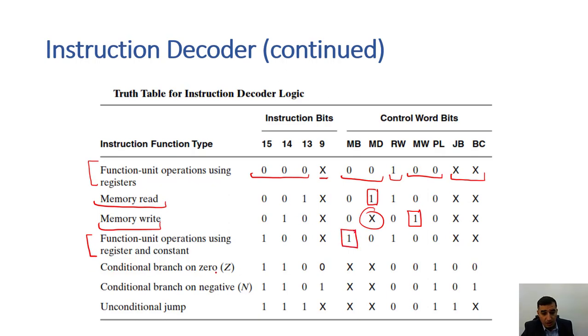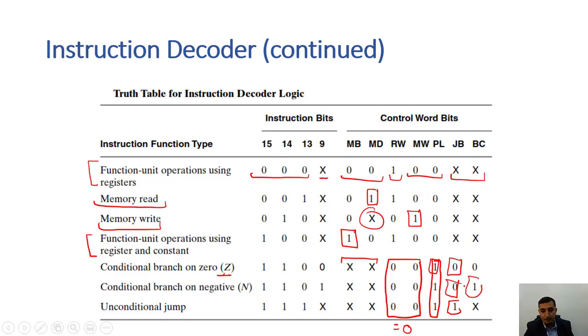Now, conditional branching with 0: first of all, PL will be equal to 1. Notice here it's all don't cares. You never, ever put these as don't cares. If you don't use them, put them equal to 0. Don't put the memory write or memory read or register write or register read as a don't care. Now it's jump and branch, all of these are equal to 0. This one is for jump, this one is for branch, this one is for branch on 0, and this one is for branch on negative, like we talked about earlier.